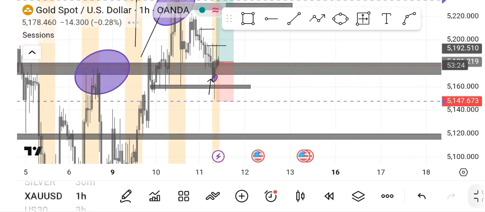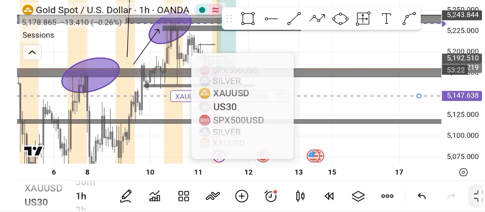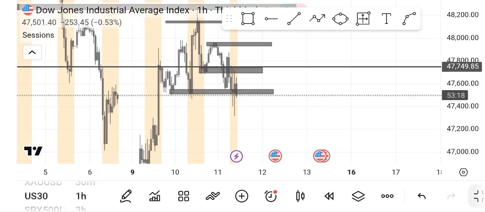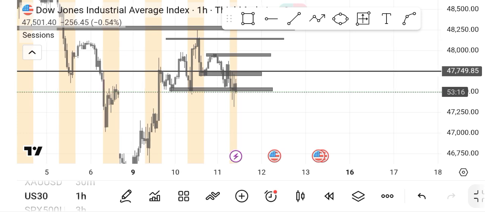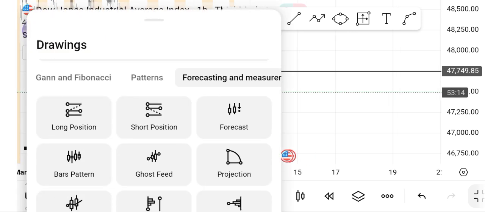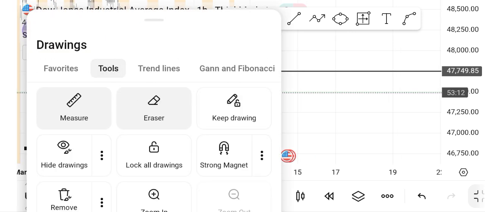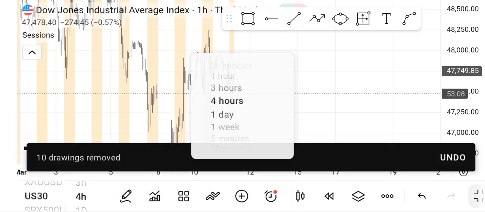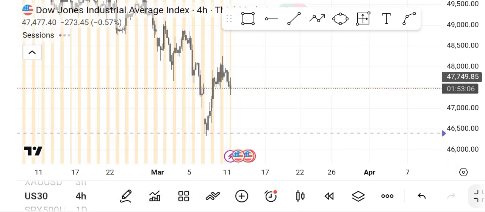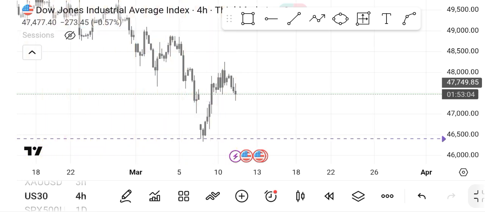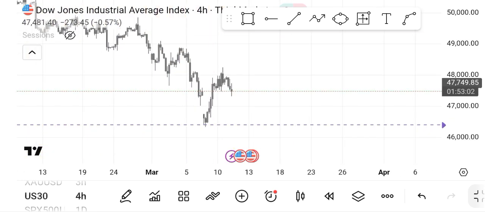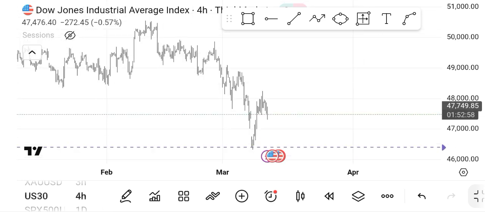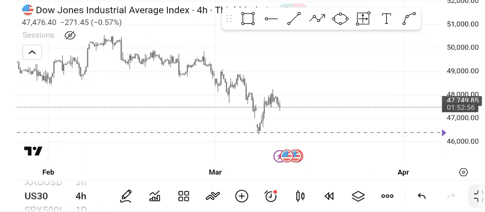And then the next thing is the US 30. In US 30 I put an entry. So this is what I've seen in US 30. Let me remove my drawings and let me move to 4 hours so we can see it clearly. Let me turn this off first, and then I hope you all can hear me, man, because the mic is a little far away.